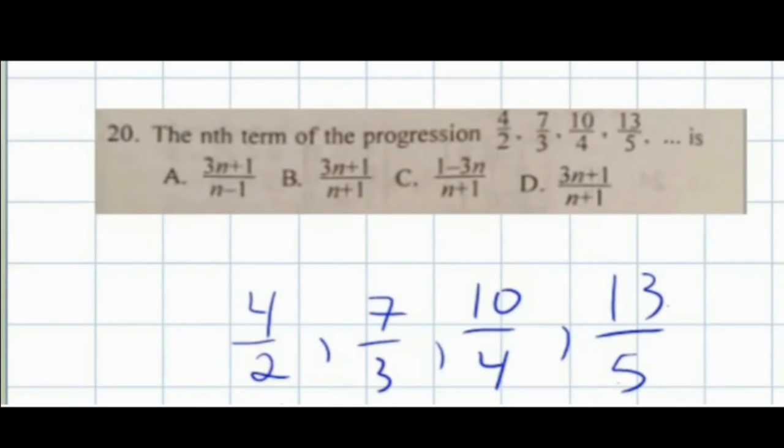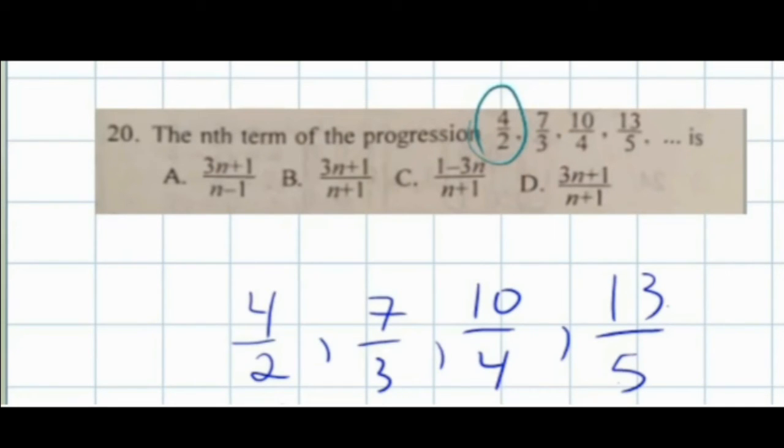Question 20 wants us to find the nth term of the progression listed here. And so I'll start off with the denominator because I think that will be easier for me to explain, and move on to the numerator. So with the denominator, what's happening? It goes 2, 3, 4, 5. It's pretty easy to tell that it's just going up by 1. And it starts with 2.